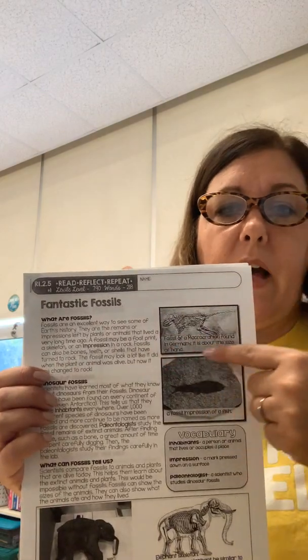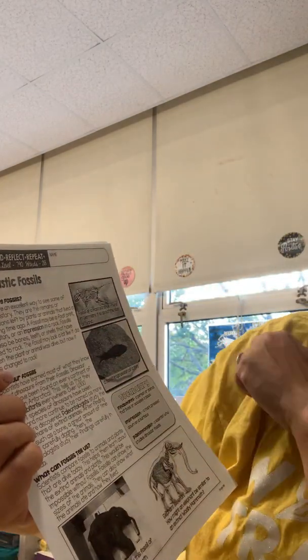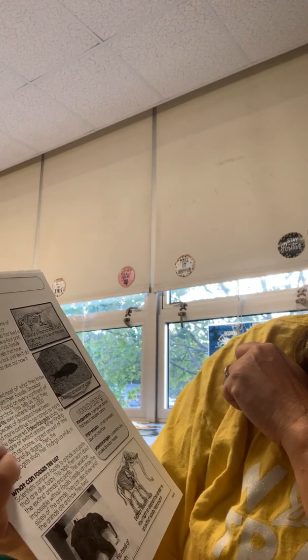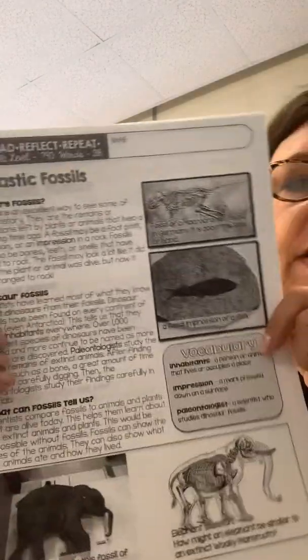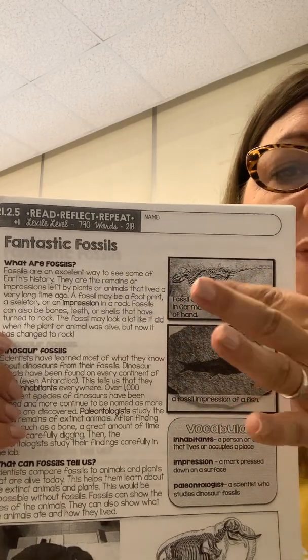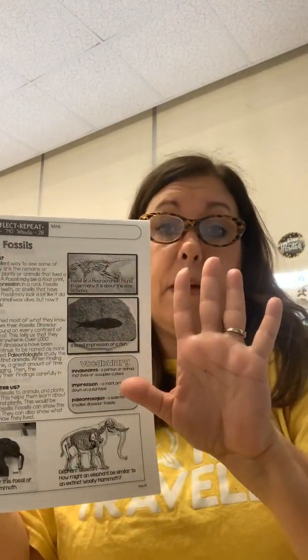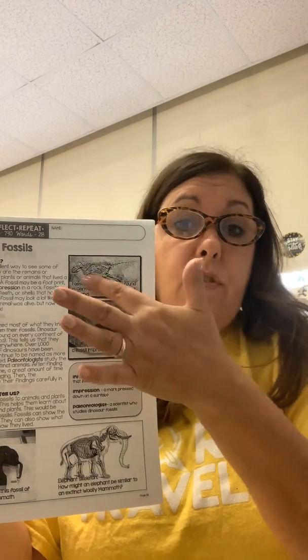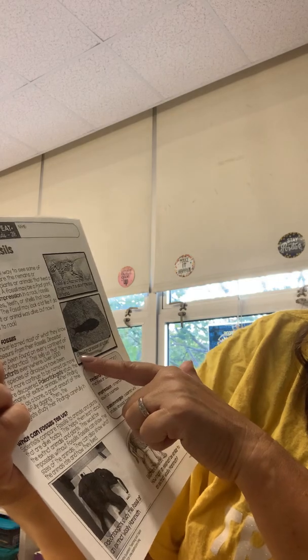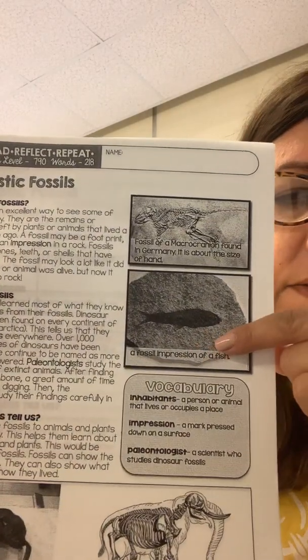If you look up at the top in this box, the caption says, "Fossil of a macrocranian found in Germany." It is about the size of a hand. So even though I'm looking at this picture, reading that caption tells me that's only about the size of my hand, even though you might think it's bigger than that. Here, a fossil imprint of a fish.